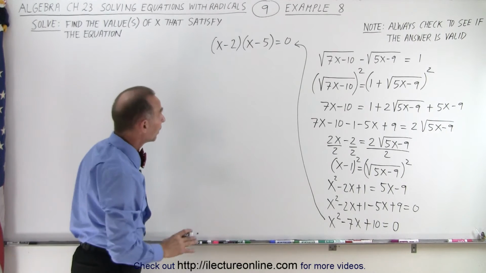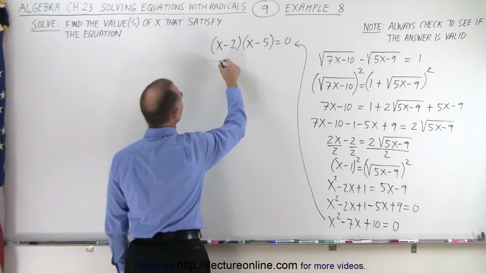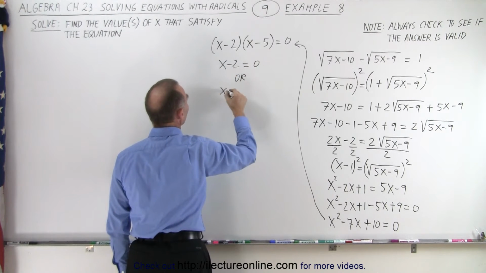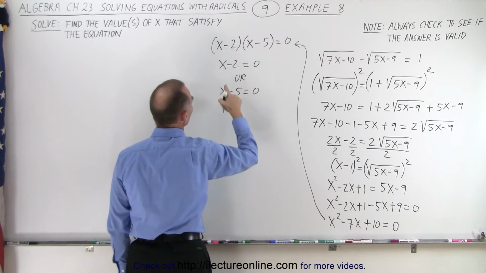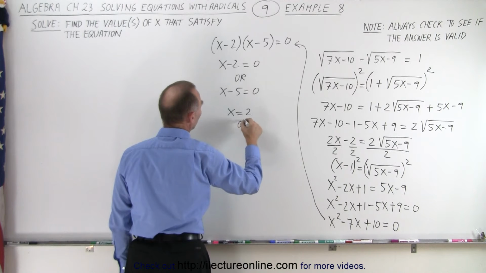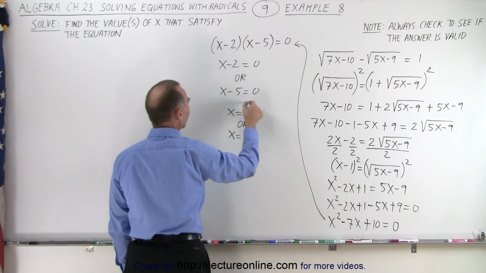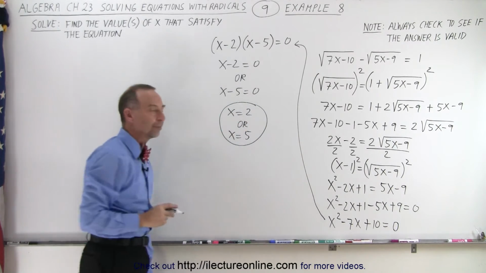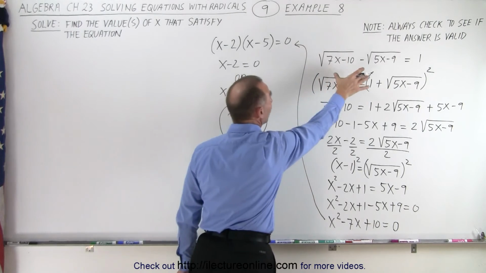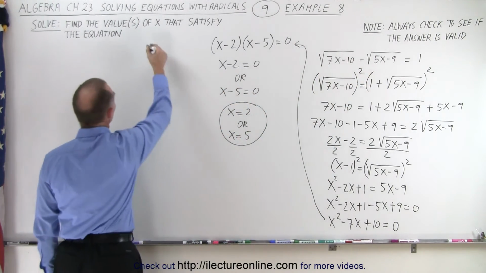So that looks good. Now we have two binomials multiplied together, giving us 0. That means either x minus 2 must equal 0, or x minus 5 must equal 0. So if x minus 2 equals 0, we get x equals 2, or if x minus 5 equals 0, we get x equals 5. So we have two possible solutions. Now, to see if they're valid, we must plug them into our original equation to see if they indeed satisfy the equation. So let's do a check.